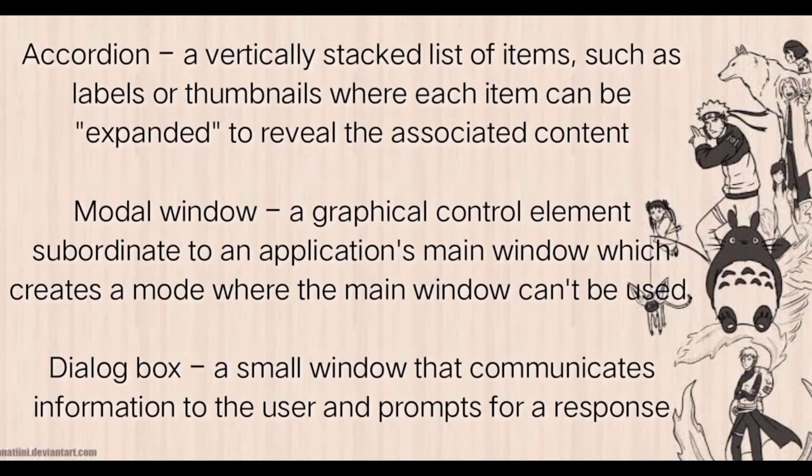Accordion: a vertically stacked list of items such as labels or thumbnails, where each item can be expanded to reveal the associated content. Modal window: a graphical control element subordinate to an application's main window, which creates a mode where the main window can't be used. Dialog box: a small window that communicates information to the user and prompts for a response.